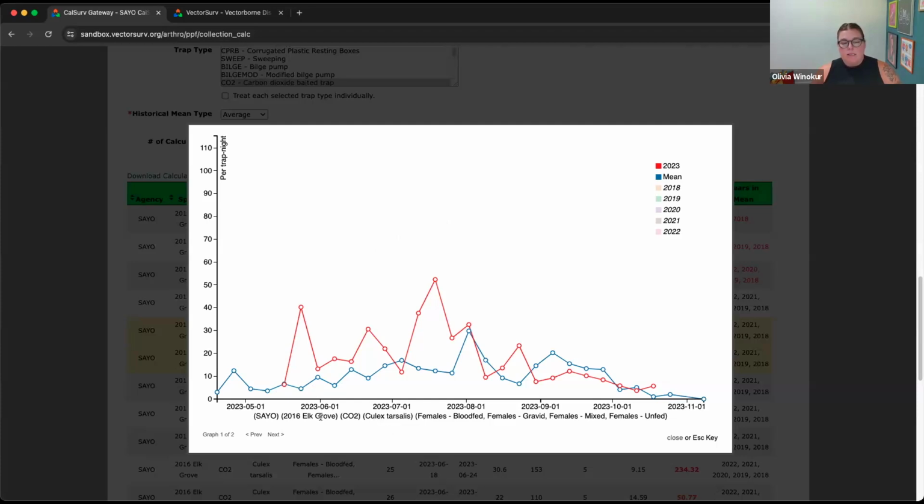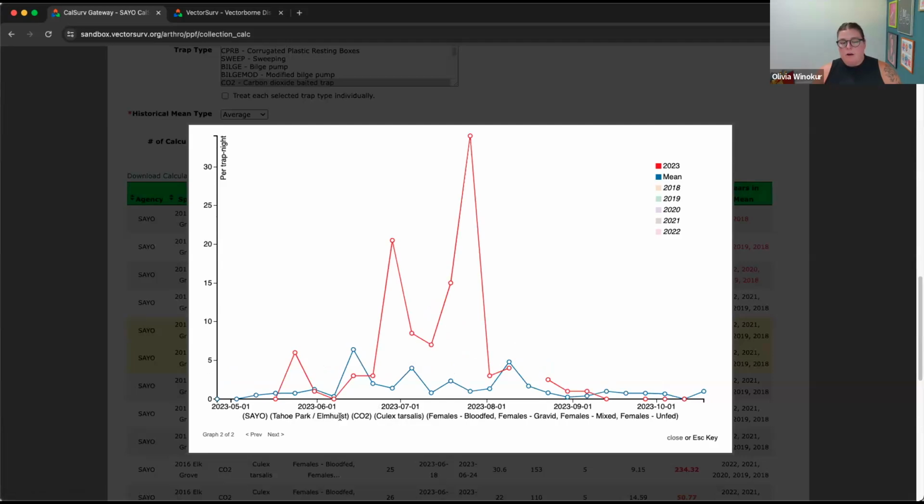So I told you that we did this in those 2 spatial features. This axis label is basically saying this is for the Sacramento Yolo Mosquito Control District. The spatial area I chose was the 2016 Elk Grove. I used CO2 traps, looking at Culex tarsalis and all of these females. When I go to the next, you'll see this is for our other spatial feature that we created. So again, Sacramento Yolo, but this is for the spatial feature of Tahoe Park / Elmhurst. Everything else is the same.